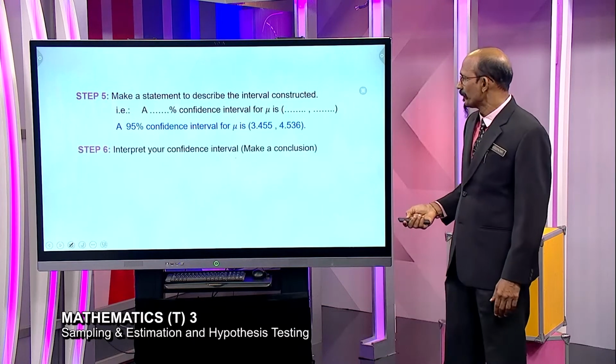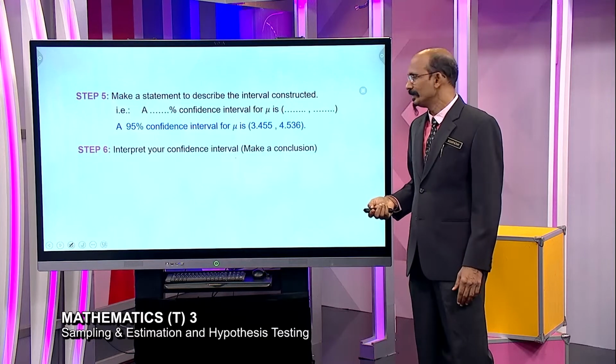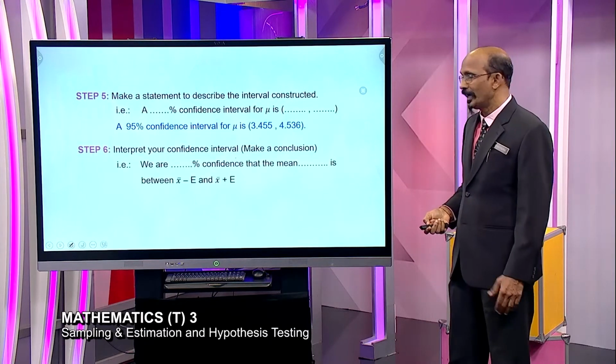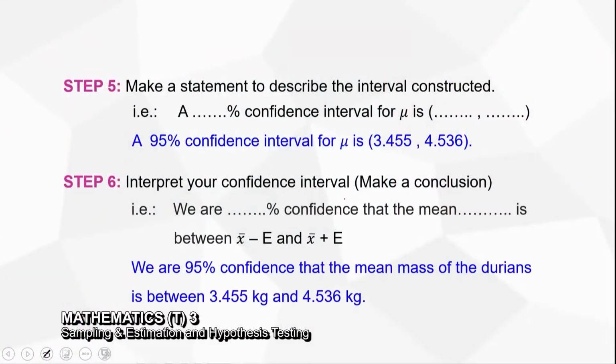And then interpret your interval. Interpret means we are making a conclusion. How to make your conclusion? The way of doing the conclusion is I take from above. We are 95% confident that the mean mass of the durian, because you are dealing with mean, is between this one and this one. We open back this one from interval form into a direct statement. So the interpretation should always follow this pattern.